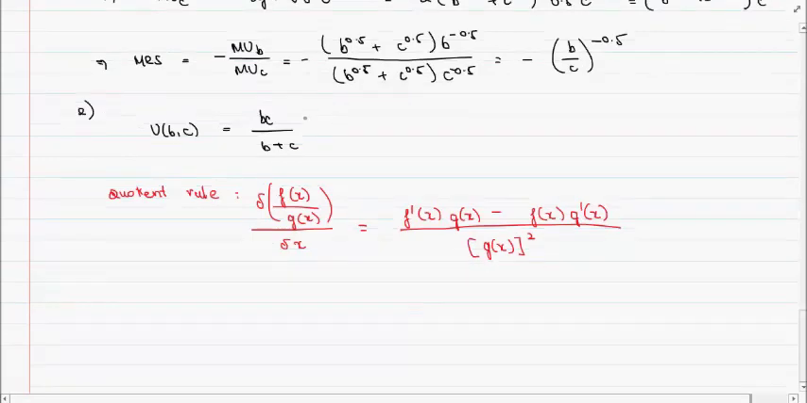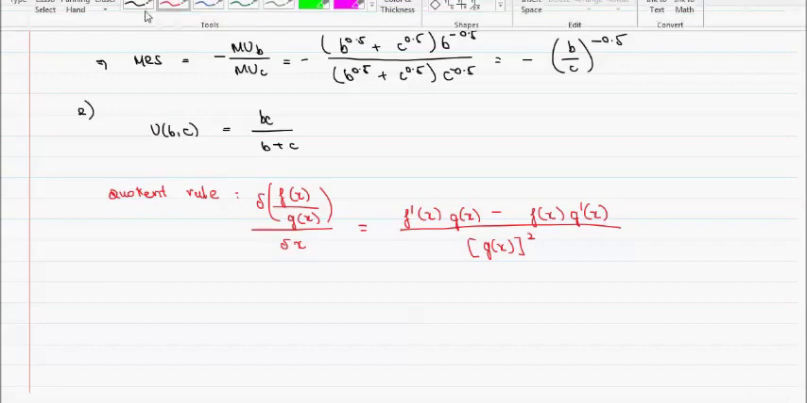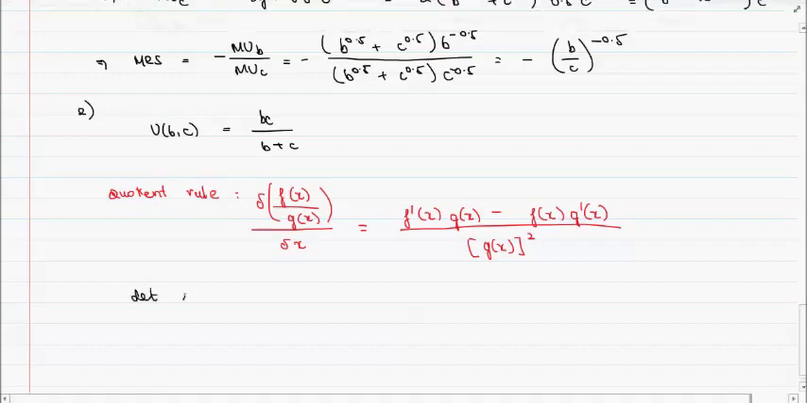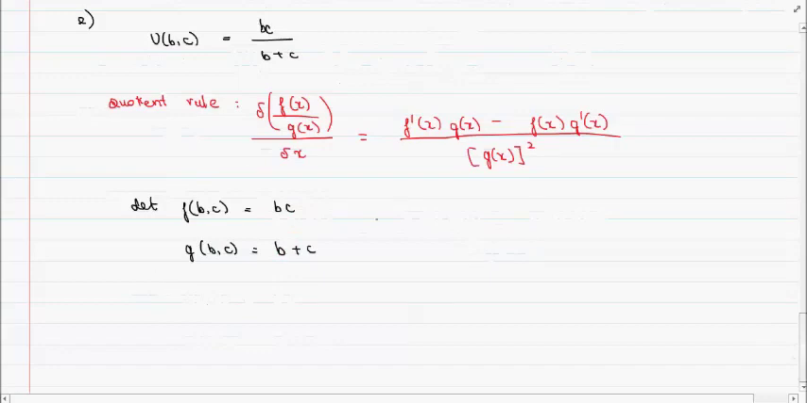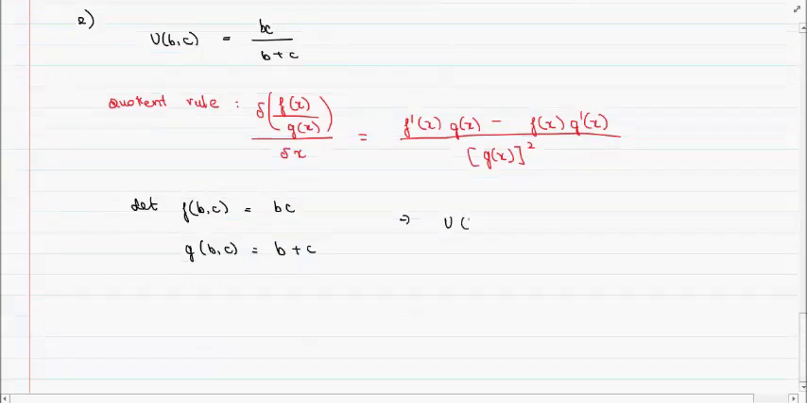In this case, we are just going to assign the thing in the numerator as a function. As a function of b and c, we let f equal b times c. So the first thing is equal to the f function, and the denominator is equal to the g function, b plus c. So basically our utility now is a ratio of the two functions f and g.